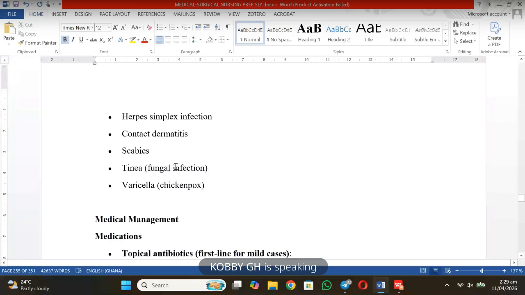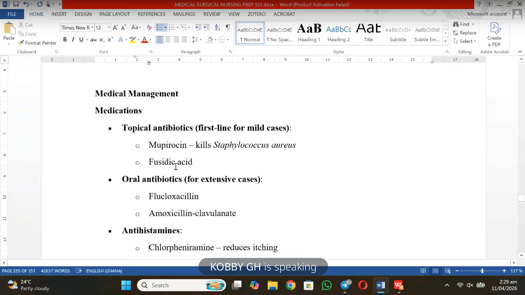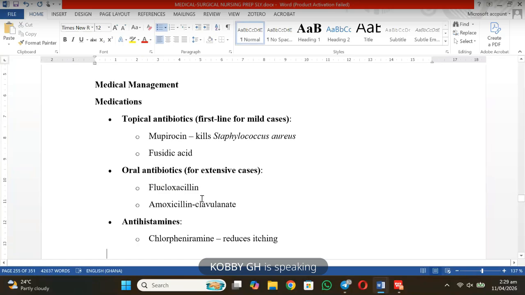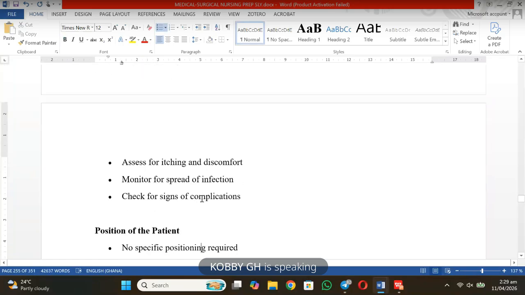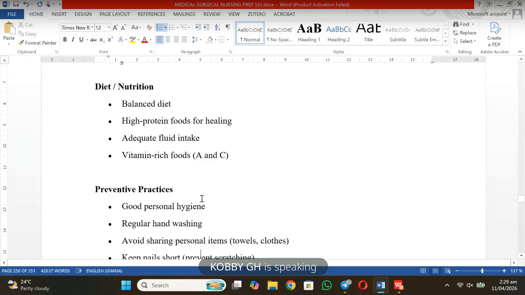Okay, good. Now, when it comes to the medical management, we also do flucloxacillin. But of course, the first line management is the topical antibiotics. For impetigo, just like folliculitis, the first line management is the topical antibiotics. Then in very extensive cases they can do the flucloxacillin. And at times they will give the antihistamines. All right, that is fine.